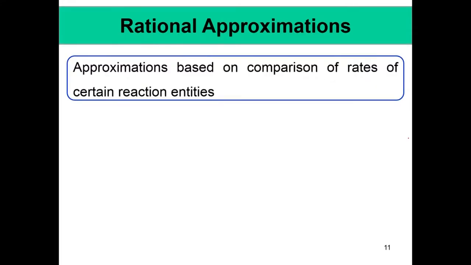But imagine you are doing it for kerosene, right, which involves thousands of species and thousands of reactions. Even with modern powerful computers, it is prohibitively expensive. Okay. We cannot manage to do that. So, what we do is that we introduce certain approximations based on comparison of the rates of certain reaction entities. Here, reaction entity is a very generalized term; it can be a species involving a rate of change of a species or the rate of a reaction itself.